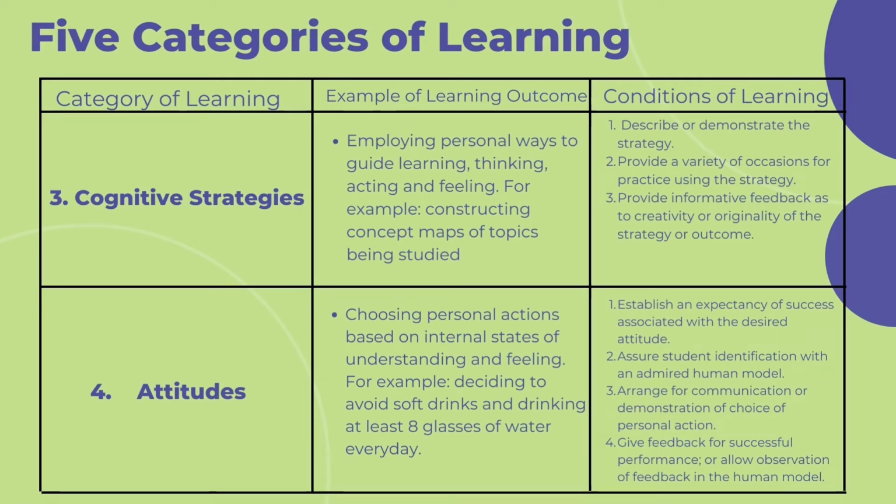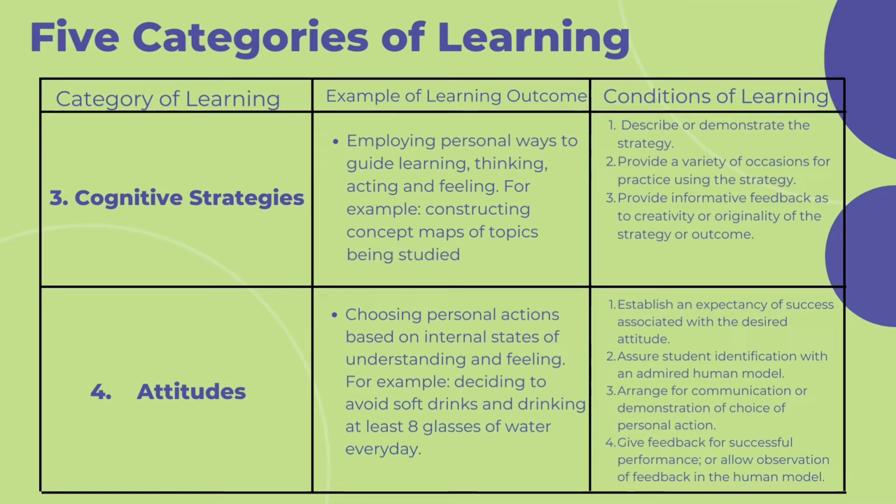First, describe or demonstrate the strategy. Second, provide a variety of occasions for practice using strategy. Provide informative feedback as to creativity or originality of the strategy or outcome. The fourth category of learning is attitudes.